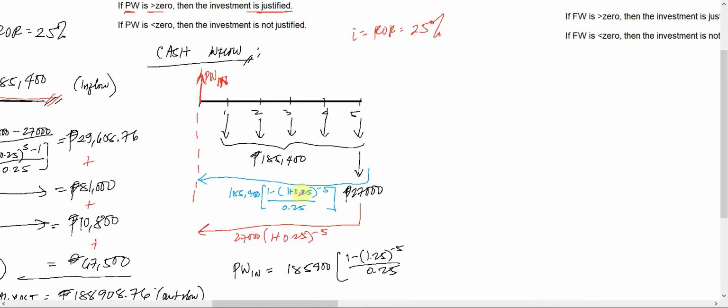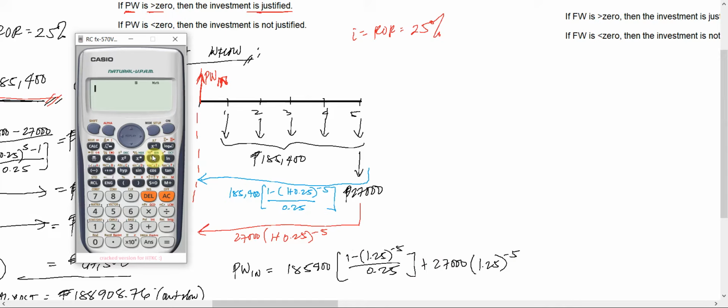Again, pinag-add ko lang ito. Plus 27,000 times 1.25 raised to negative 5. So, pinag-add ko lang ulit yan, para mas madaling i-calculate. Okay? 185,400 times 1 minus 1.25. So, pwede na tanggalin yung parenthesis niyan. Raised to negative 5, all over 0.25, plus 27,000 times 1.25 raised to negative 5.